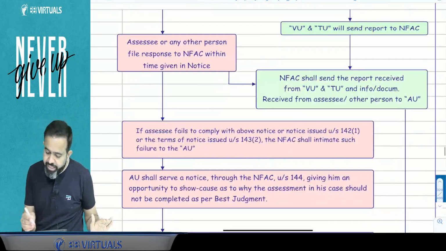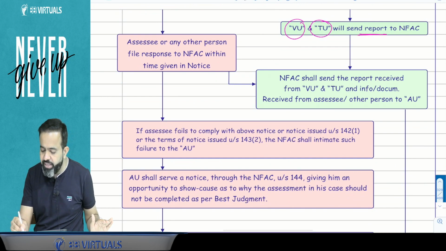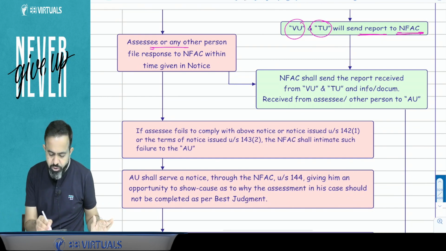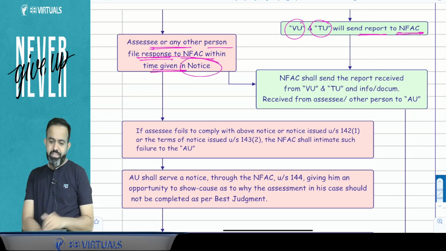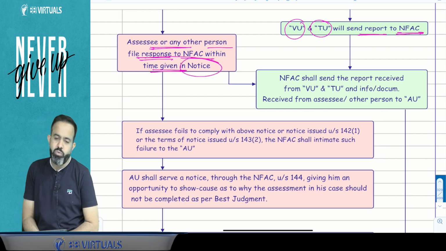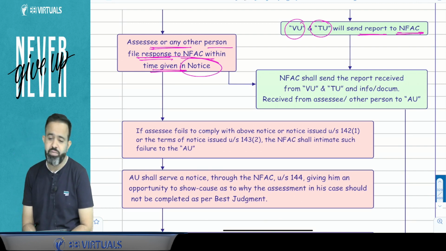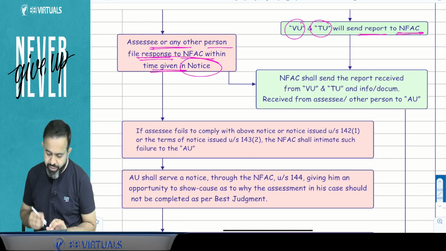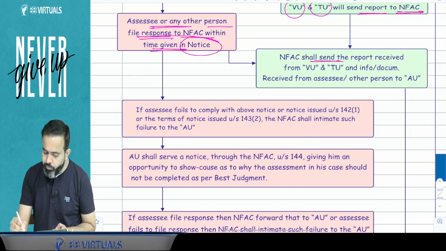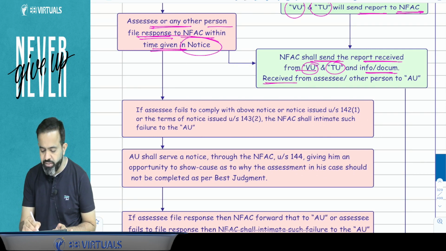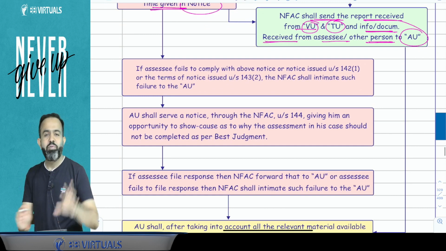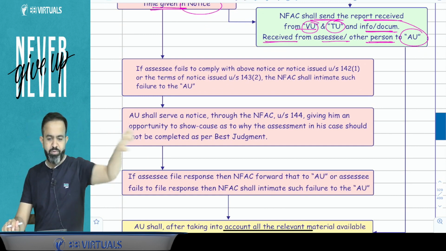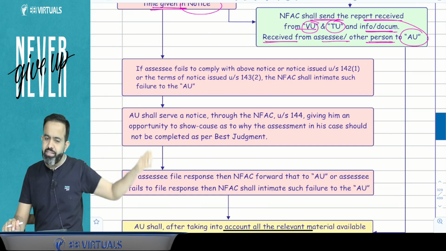Now what will happen? The technical unit and verification unit will send a report to the NFAC, and guys, the assessee or any other person files a response to the NFAC within the time given in the notice. Here the assessee or any other person will file the response to the NFAC within whatever time they have given in the notice. Now what will happen? NFAC shall send the report received from the verification unit, technical unit, and information and documents received from the assessee or any other person to the assessment unit. So guys, whatever NFAC received from the assessee or technical unit, verification unit, they will send to the assessment unit.